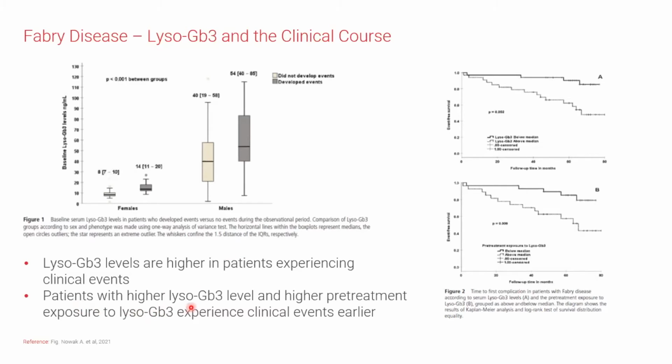And even more, patients with higher lyso-GB3 levels and higher pre-treatment exposure to lyso-GB3, which means the longer duration of the disease before the diagnosis was made, experience clinical events earlier. This sketch shows patients with higher lyso-GB3 level. The dotted line gives you patients with lyso-GB3 above the median. The solid line are patients with lyso-GB3 below the median, and you can see that patients with higher lyso-GB3 levels experience their clinical events earlier. The same is true for patients with a higher pre-treatment exposure to lyso-GB3.